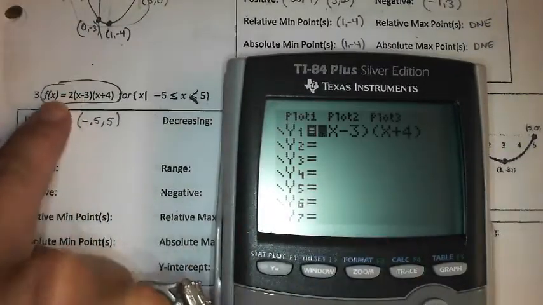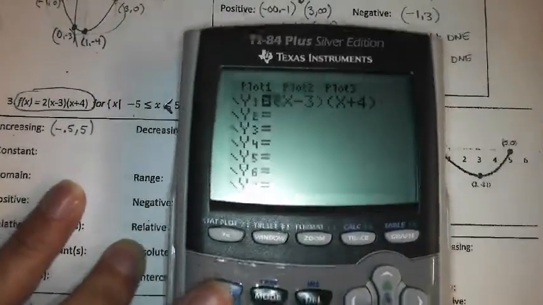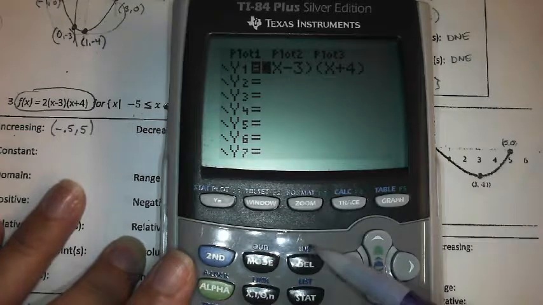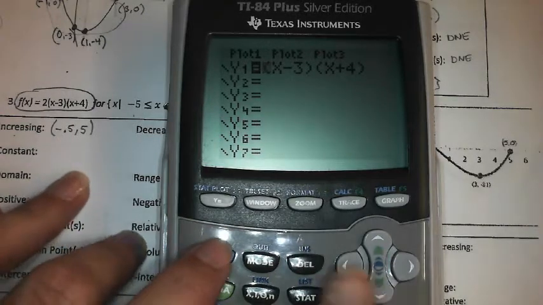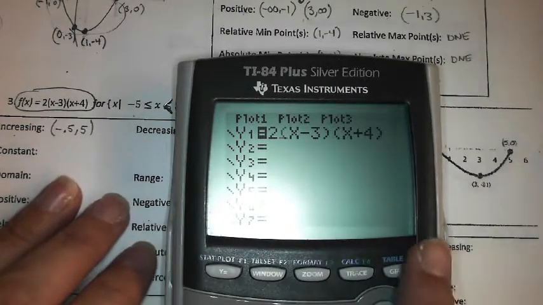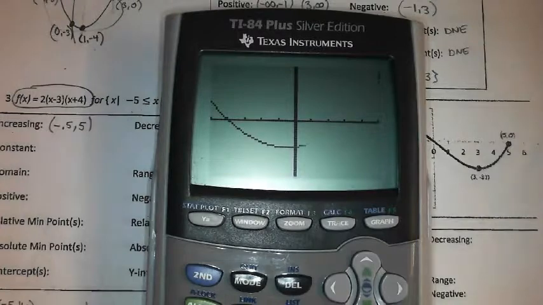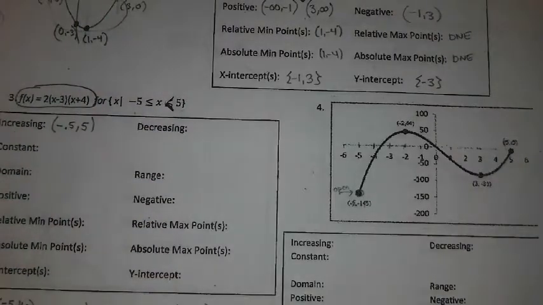You did. You forgot the 2 out in front. So you can insert. Is everyone okay with, rather than delete the whole thing, you've got this insert above the delete button? You can hit second delete, and it allows you to insert something without having to erase everything. X minus 3x plus 4. Now we're golden. Okay? Good.